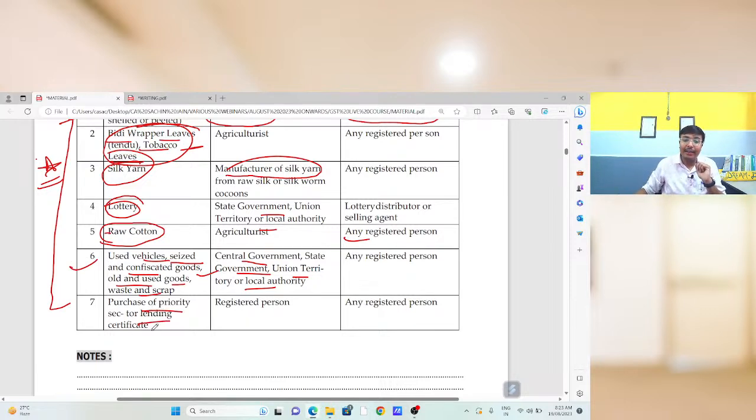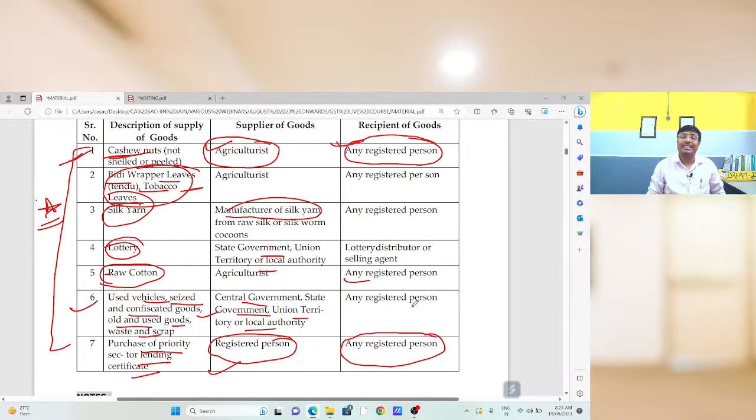In case of priority sector lending certificate, who is going to issue the priority sector lending certificates? That is the main branch. Suppose RBI is going to issue the priority sector lending certificates, and the priority sector lending certificate is bought by certain other branch. Suppose PNB, SBI, ICICI Bank, they are going to buy the priority sector lending certificates. In that case, the registered person, that is the supplier, is not liable for making the payment of taxes. The recipient who is going to buy those priority sector lending certificates is liable to make the payment of taxes under reverse charge mechanism. So these are seven products, seven goods on which reverse charge will be applicable.